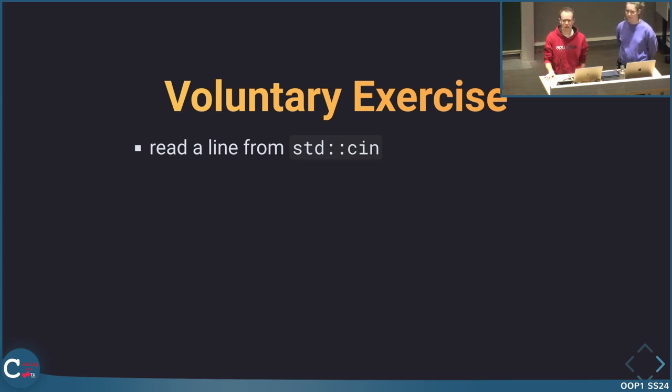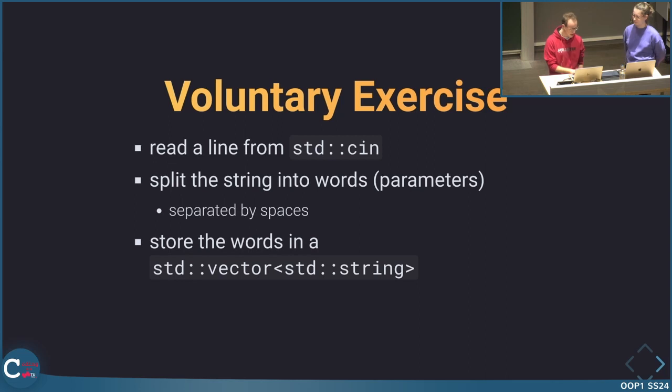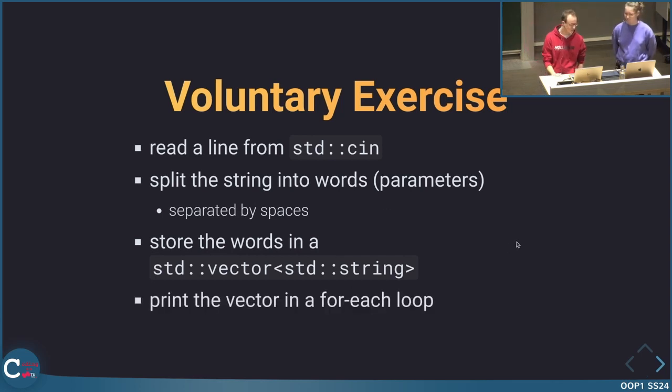So just read a line from cin, then split the string into words or parameters, and the parameters are separated by spaces. Last time we had this string split function, substring function, find function, so you can use them here. And then store all these words in a vector. Last time we discussed the vector, and it consists now of strings, and then use the for each loop to print the vector. And a small hint, this is something that you will use in assignment 1, so maybe you can do this already and you have a head start for assignment 1.